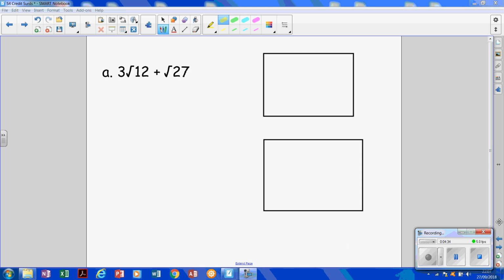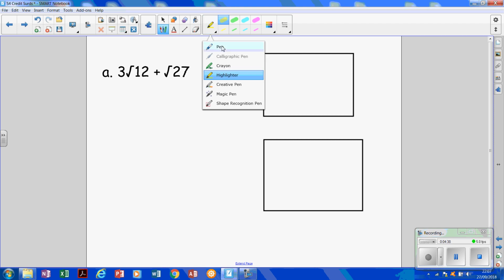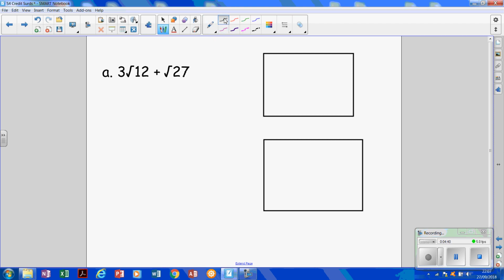I'm going to try a couple of these questions. So first one is 3 root 12, add on root 27. Now, this root 12 and root 27, totally different roots, so I'm going to look at them separately, root 12, and I'm going to look at root 27, and I'm going to see if they're square numbers that divide into them to see if I can simplify them.